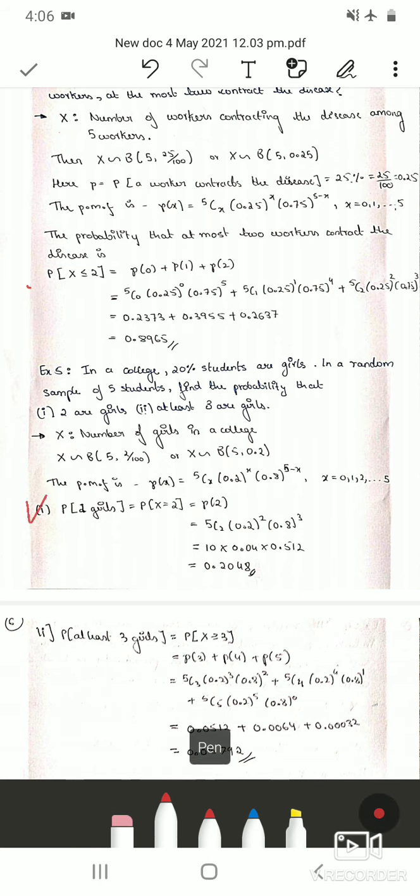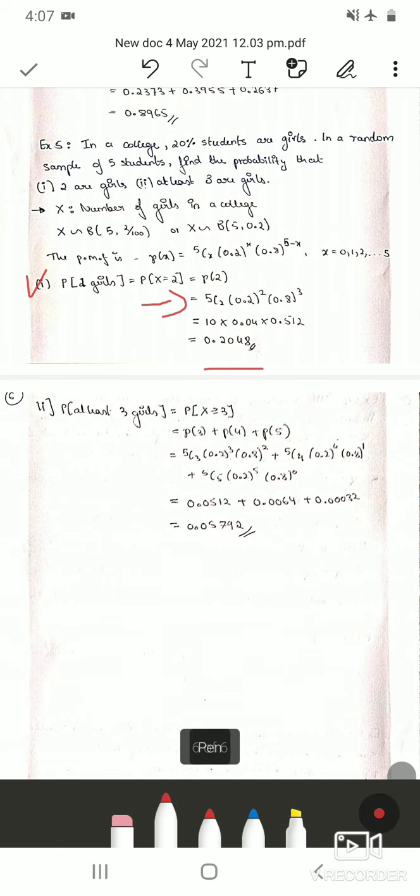So let us calculate the first sub question, which is 2 are girls. So the probability of getting 2 girls among 5, which is x equal to 2. Wherever x is there, substitute it as 2. Find the combination, multiply. You will get the answer as 0.2048. So the probability of getting 2 girls among 5 students chosen at random is 0.2048.